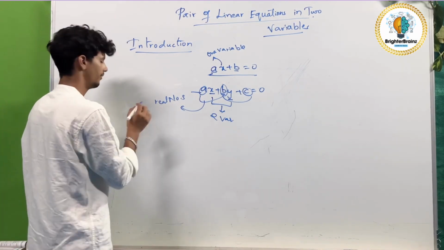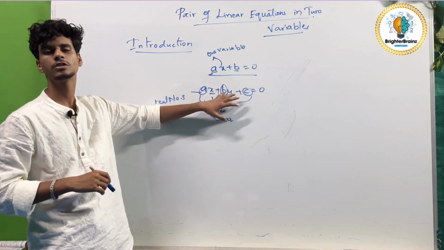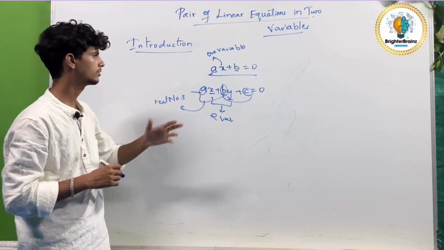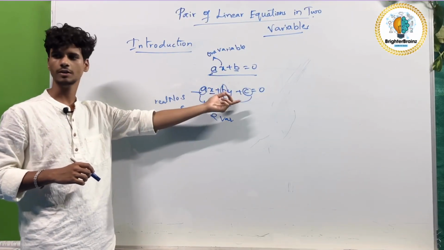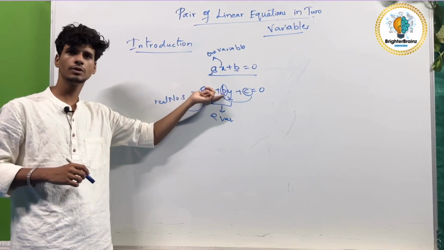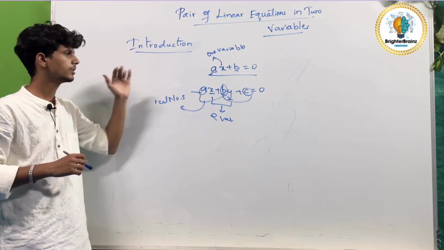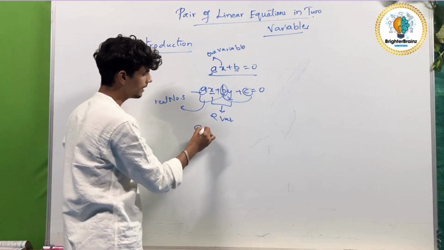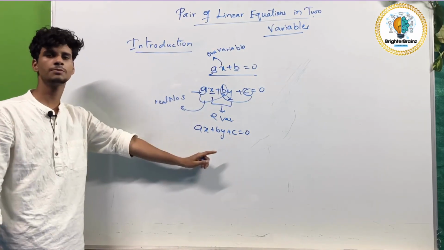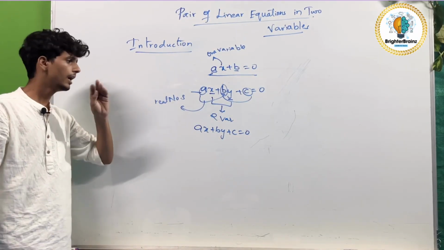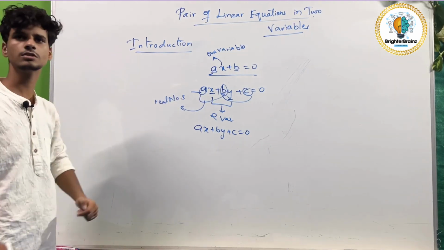So in this way the x and y will be the solution of this linear equation. Whenever we substitute values in place of x and y, the pair of values is called a solution of this pair of linear equations. This equation, ax plus by plus c equal to 0, will always be a straight line, and here we are also going to deal with the graphs of these equations.